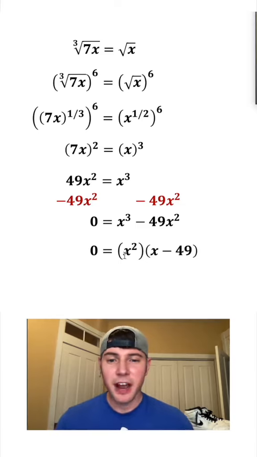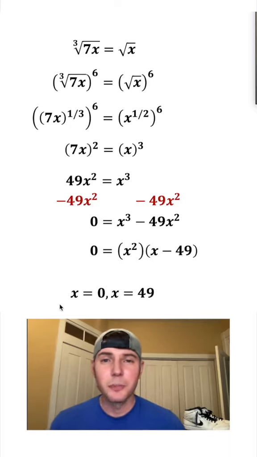So now from here, if either one of these is equal to 0, this will be a true statement. So the value of x that makes this 0 is 0, and the value of x that makes this 0 is 49. So these are two possible solutions.